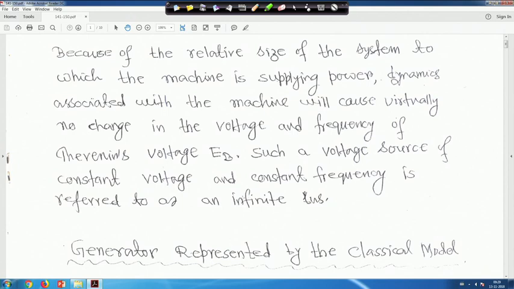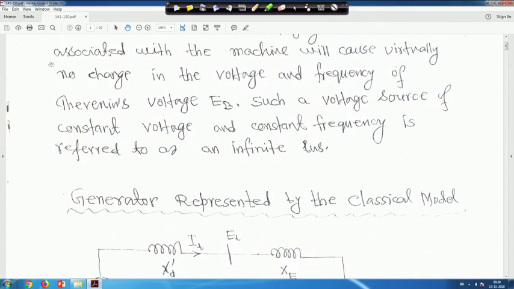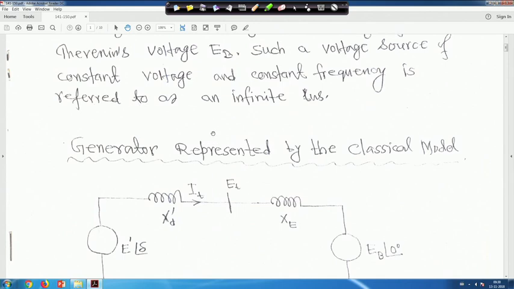You have a generator connected through the transmission line to a very large power system. In that case, the dynamics associated with the machine, that is the generator at the sending end, do not cause any change to the voltage and frequency of the large system. That is why the Thevenin voltage E b is called the infinite bus voltage, and the frequency remains constant. Both remain constant, and that bus is referred to as the infinite bus. Now, the generator is represented by the classical model.